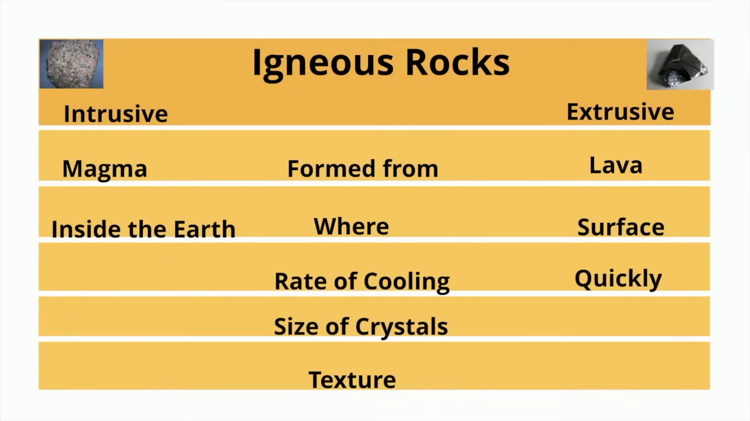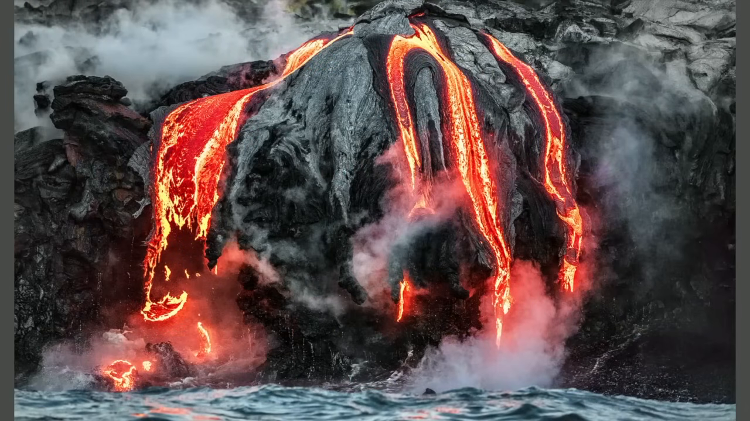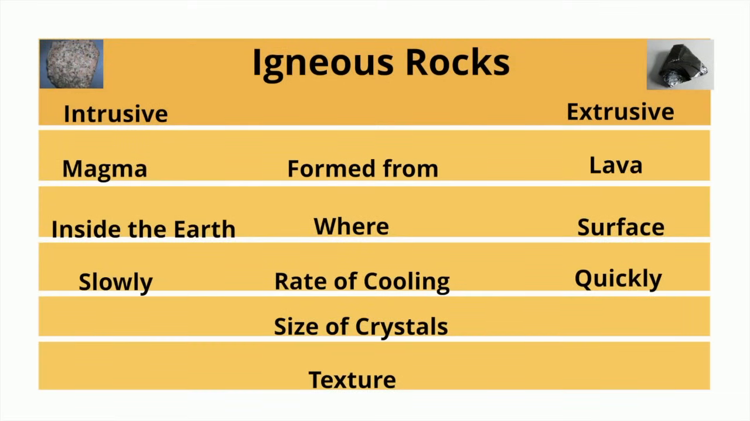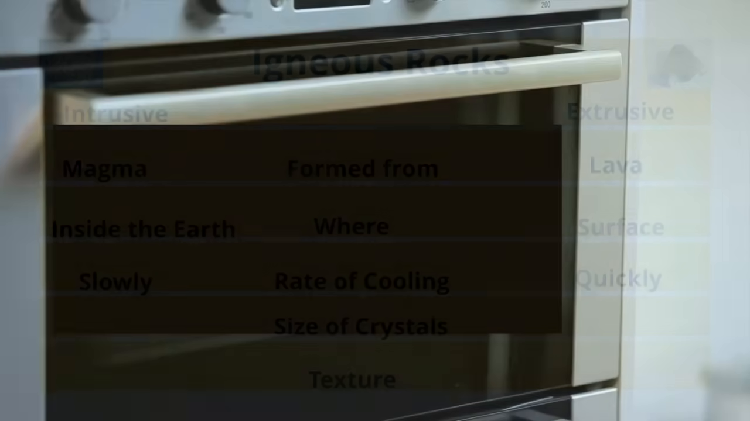Extrusive rocks cool quickly because the lava flows on the surface of the earth or may even come in contact with water. Intrusive rocks cool slowly. Intrusive rocks cool inside the earth, which is a little like an oven, which slows the rate of cooling of these rocks.